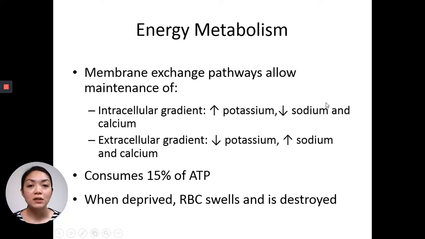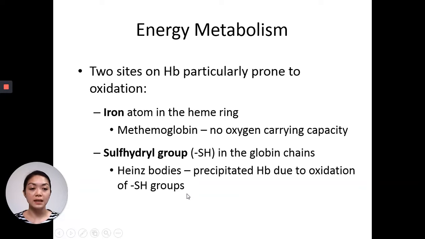So there is a reversal. Sodium, where salt is, water follows. So sodium enters the cell, water follows, and the cell will swell and lyse. So the red blood cell will burst if the membrane gradient is destroyed. Okay? So that's why we need energy to maintain that.